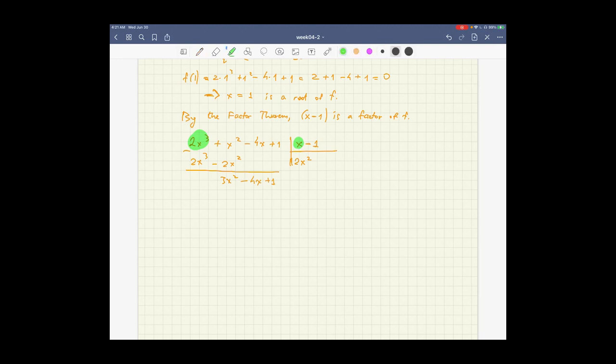The leading term is 3x squared. The ratio is 3x. Multiplying back gives us 3x squared minus 3x. The difference is negative x plus 1.